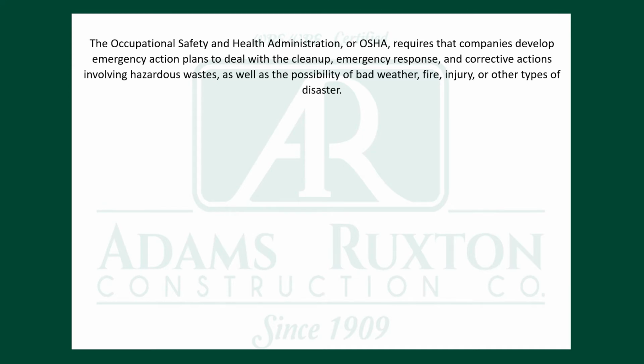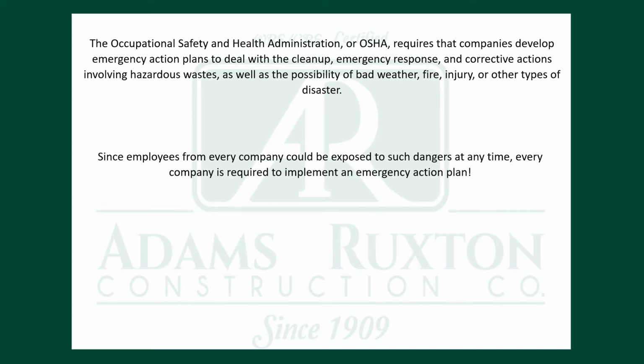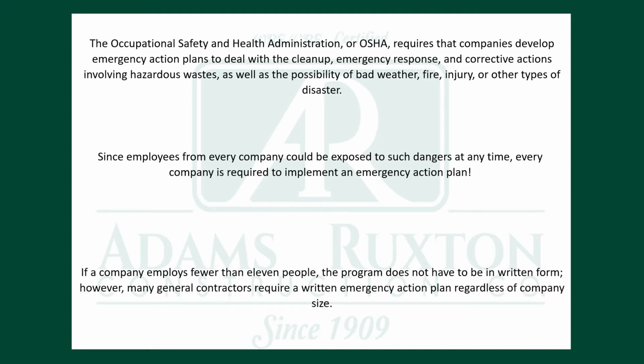The Occupational Safety and Health Administration, or OSHA, requires that companies develop emergency action plans to deal with the cleanup, emergency response, and corrective actions involving hazardous wastes, as well as the possibility of bad weather, fire, injury, or other types of disaster. Since employees from every company could be exposed to such dangers at any time, every company is required to implement an emergency action plan. If a company employs fewer than 11 people, the program does not have to be in written form. However, many general contractors require a written emergency action plan regardless of company size.